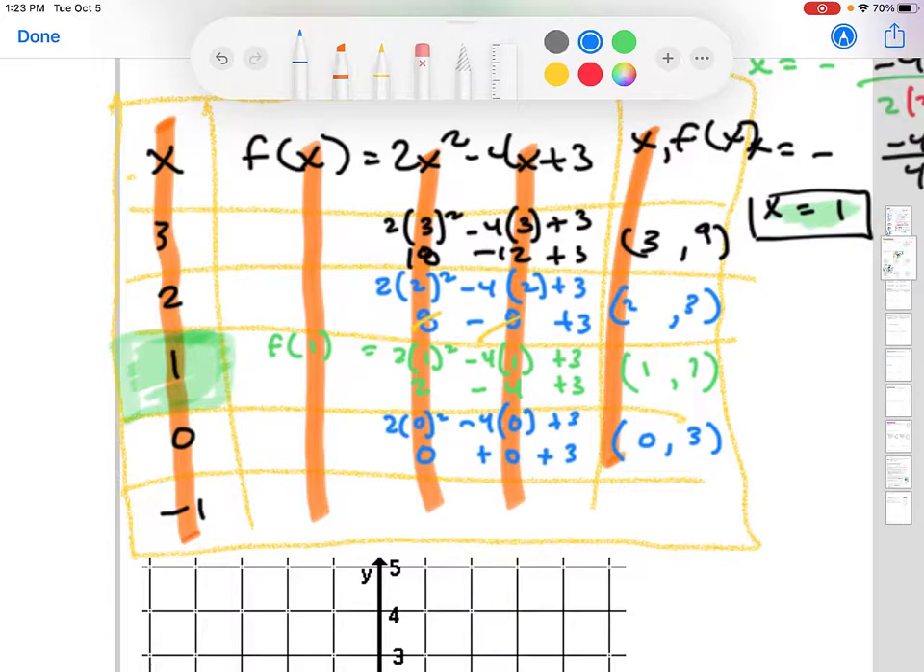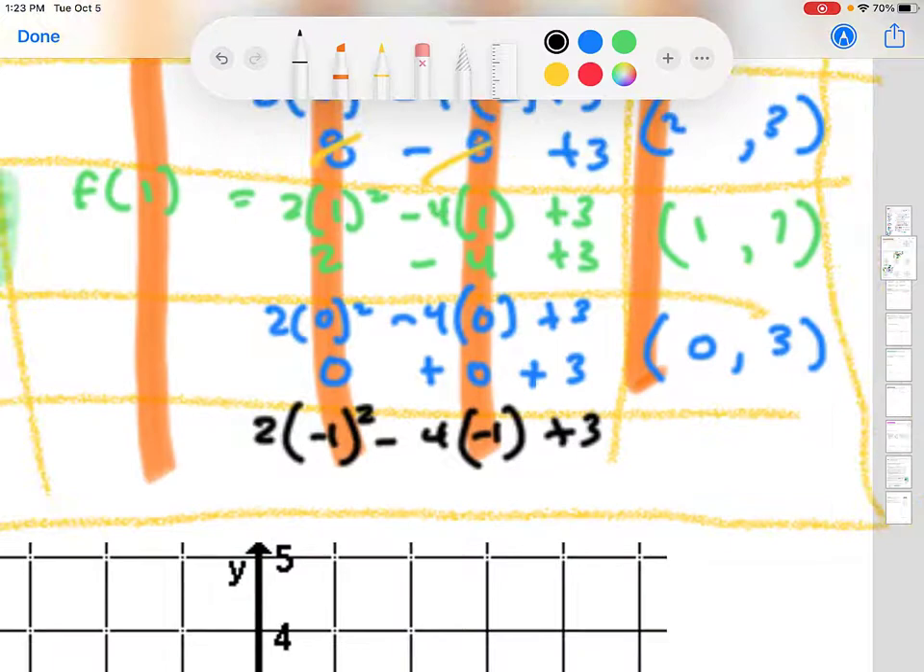And the last one, negative 1. 2 times negative 1. And remember, every x value, we're now writing negative 1. Negative 1 squared is 1. 1 times 2 is 2. Negative 4 times negative 1 is positive 4 plus 3. So 2 plus 4 plus 3, that would be 9. So I'll get negative 1, comma 9.